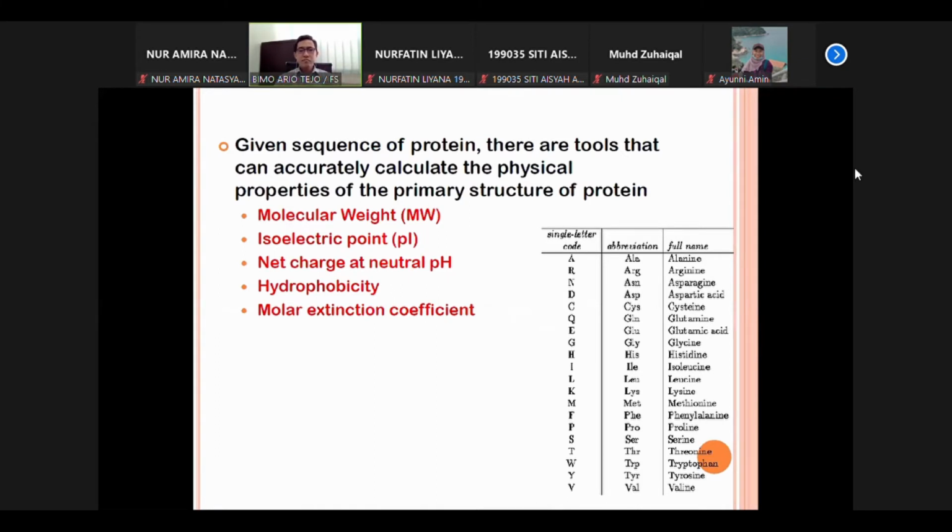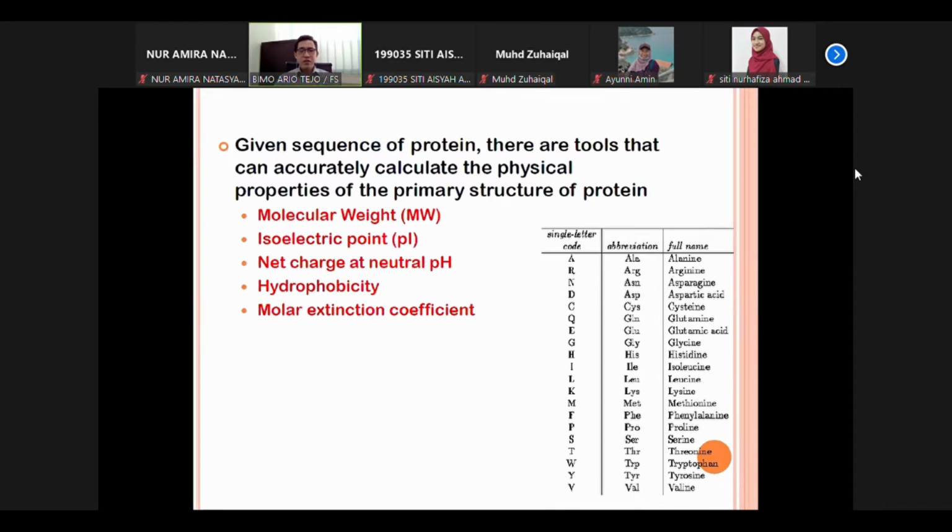And also hydrophobicity is very important as well. If your protein is too hydrophobic, then it becomes insoluble in water. So it will affect the function, it will affect the application of your protein. If you make a vaccine that consists of protein, if it's too hydrophobic, then when you inject it to someone, it will be painful. Ya, sakit.